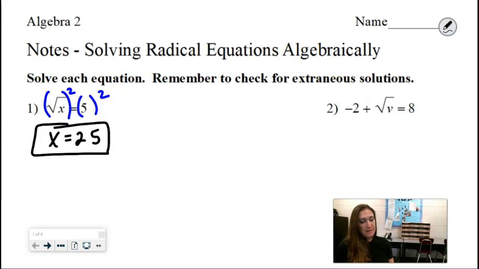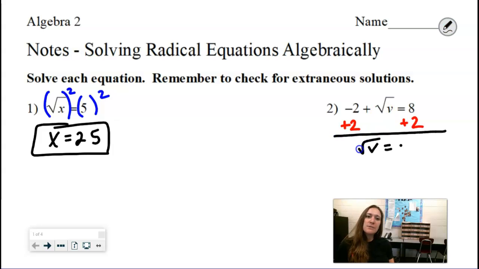I don't want to square yet, because I really don't like squaring things that have more than one term. So what if we do a little isolation first? What if I added 2? So now we have the square root of v equals 10, and now I can square both sides. And we end up with v equals 100.